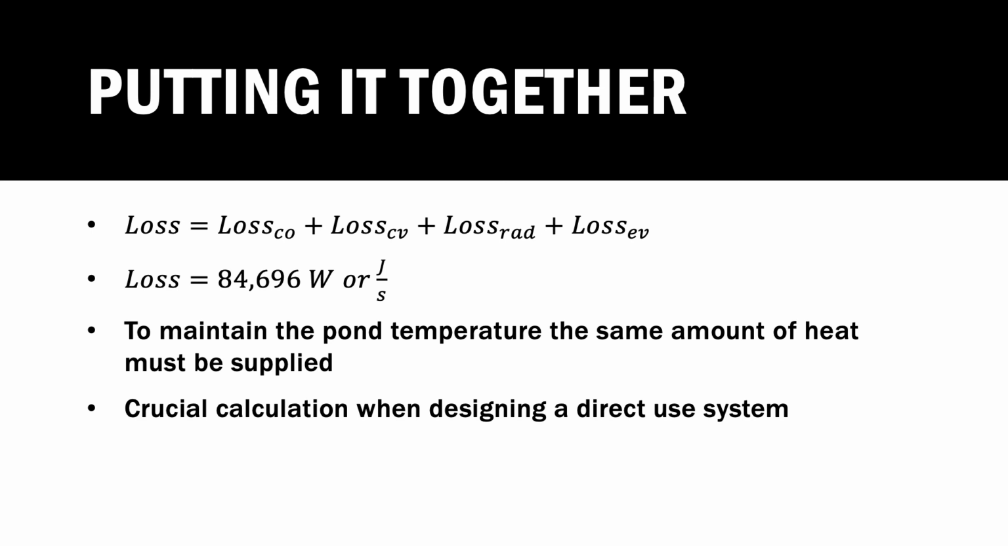Having done all of the initial hard work, we are finally able to answer the question initially asked by the problem statement. By taking the sum of all of the heat losses from all of the individual modes of heat transfer that we just calculated, we can get the total heat loss in the system. In this model, that gives us a value of 84,696 watts or joules per second.